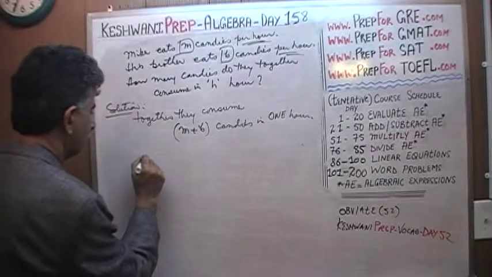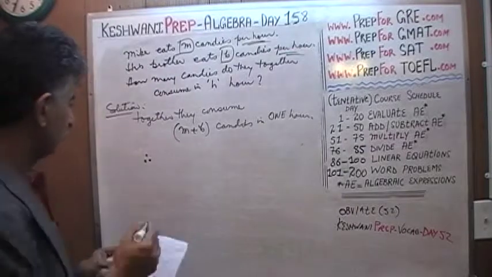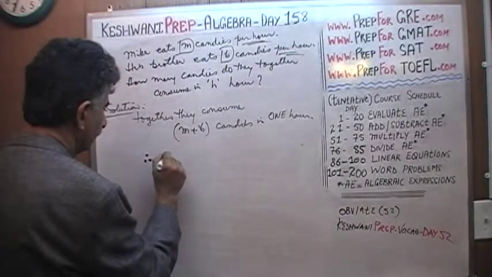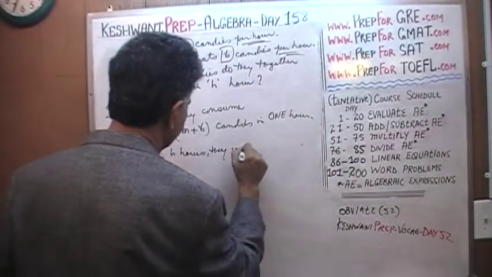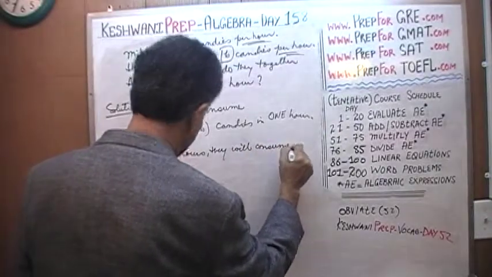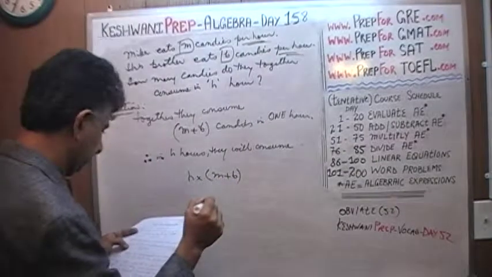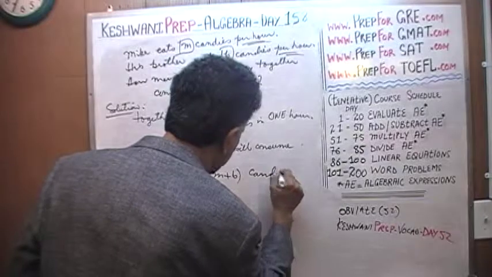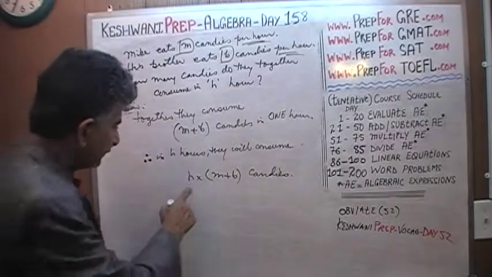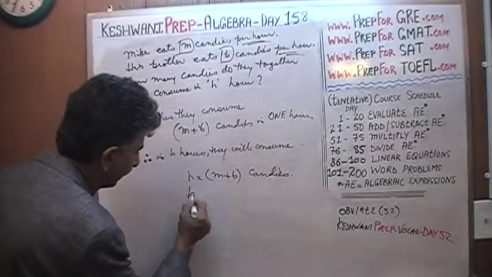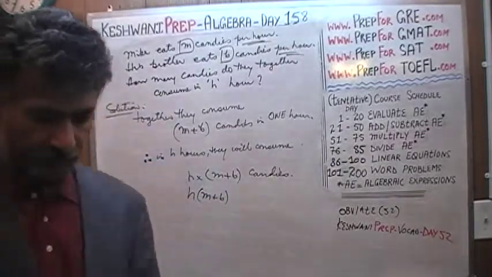Therefore, if this is how many they consume in 1 hour, then in H hours they will consume H times as many. That's all. That's it, we're done. H times M plus B will be written in the language of algebra as H parenthesis M plus B. That's all.